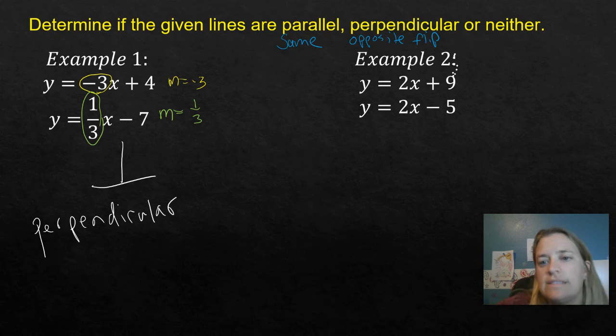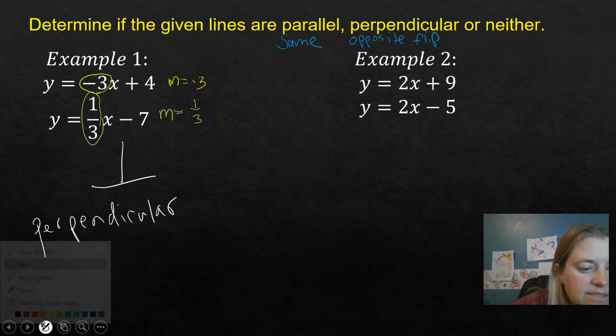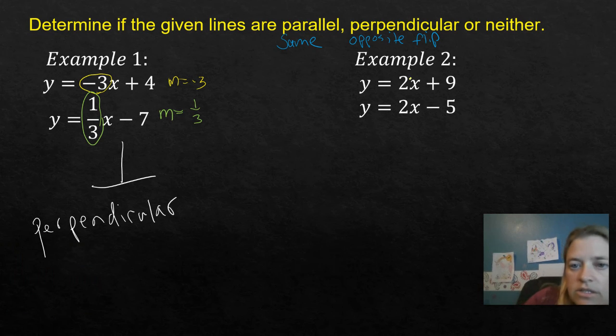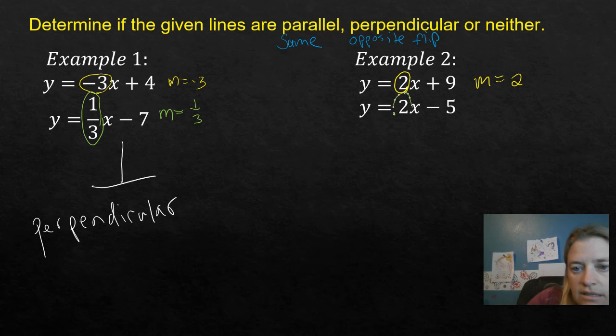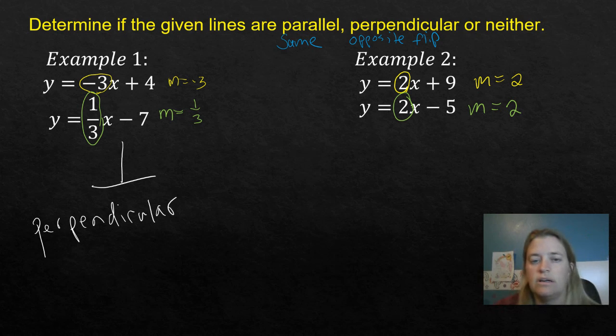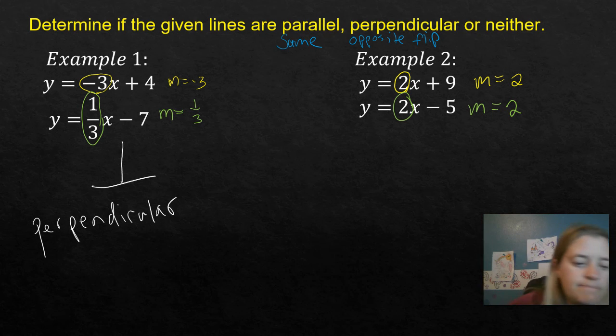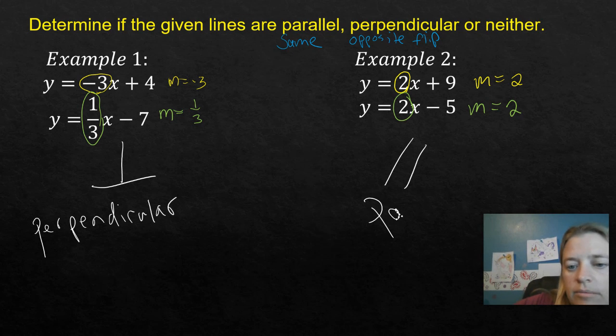All right, now example 2. We're going to do the exact same thing. We're going to look at the slope of this line. The slope of this line is 2. And then we're going to look at the slope of the second line. And the slope of that line is 2. And then we determine, are those the same numbers? 2 and 2 is the same. So these lines are going to be parallel. That's the symbol for parallel. Or you could go ahead and write parallel.